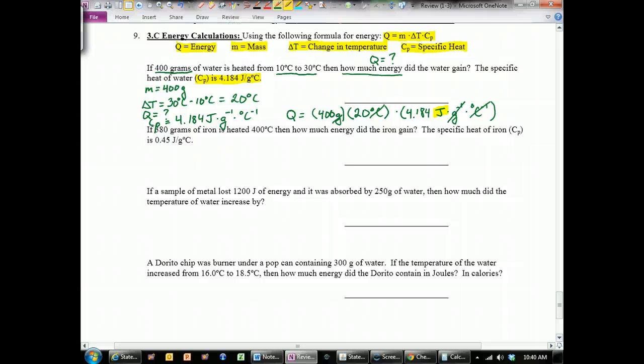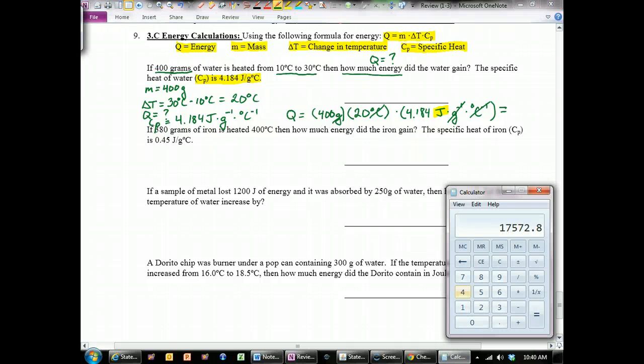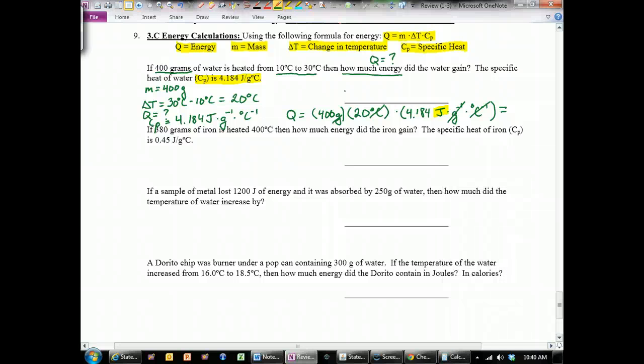So what we need to do is plug this into the calculator, and we take 400 times 20 times 4.184, and we get 33,472. And this is joules. So our answer right here is how much energy it would take to raise 400 grams of water 20 degrees Celsius.